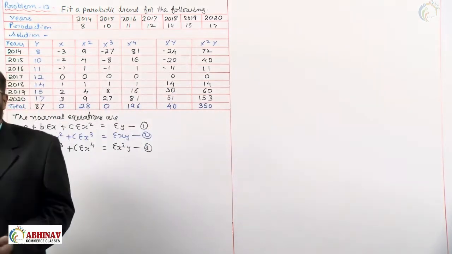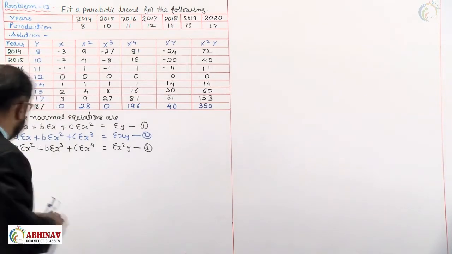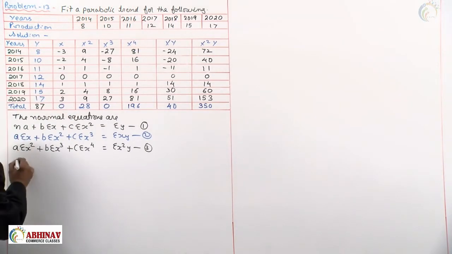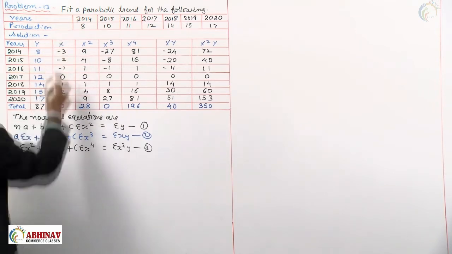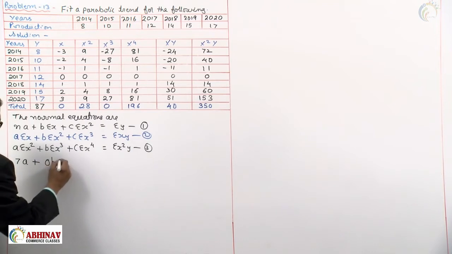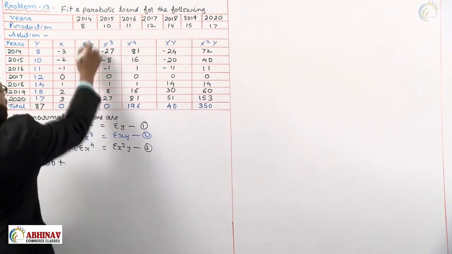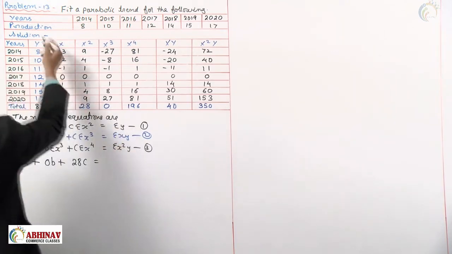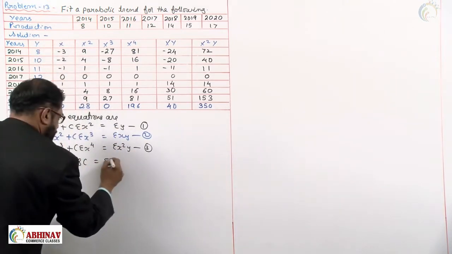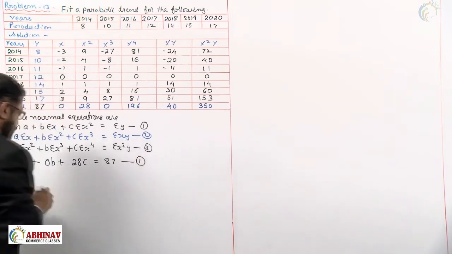Quickly we'll substitute this in the normal equations. Here, n is 7, so 7a plus b into summation x, which is 0, so 0b, plus c into x square, 28, so that is 28c, is equal to summation y, the total of y values, 87. We got the first equation.